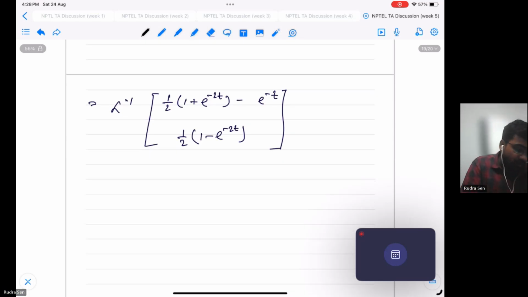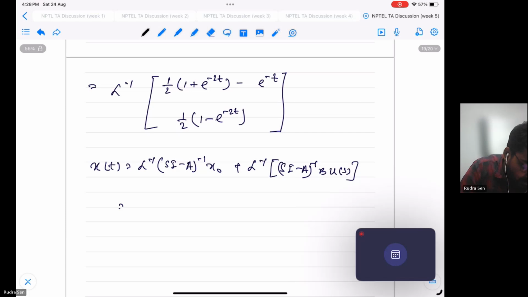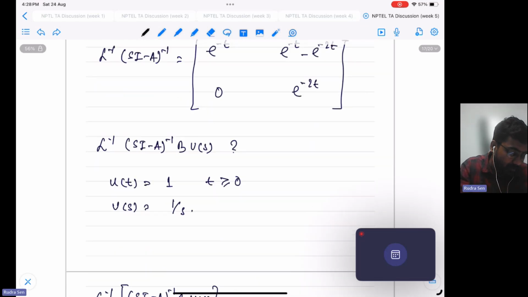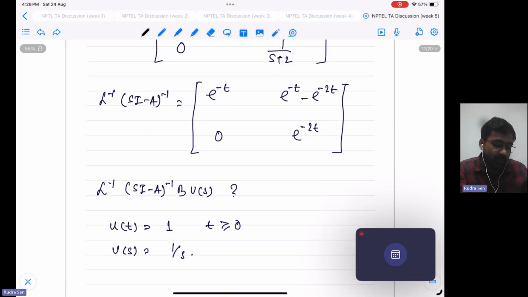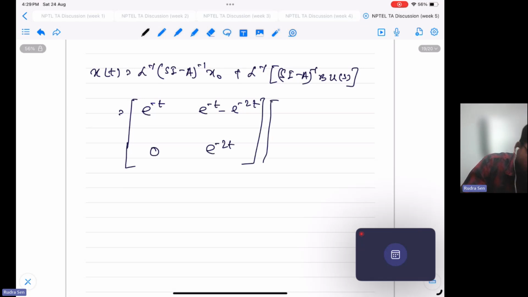So the complete response x(t) is, we know, Laplace inverse of (sI minus A) inverse into x naught, plus Laplace inverse of (sI minus A) inverse into B into U(s), right? So what is (sI minus A) inverse? It is basically this term: e to the power minus t, e to the power minus t minus e to the power minus 2t, 0, e to the power minus 2t, into x0.